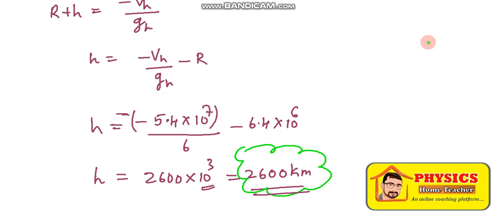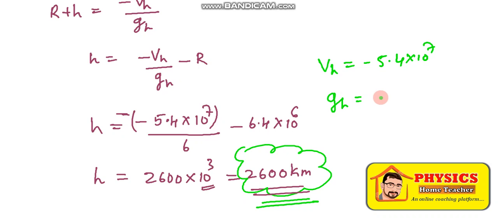That means at a height of 2600 kilometer, you will have the value of potential V equal to minus 5.4 into 10 power 7, and acceleration due to gravity at this particular height will be equal to 6 meter per second square. Okay, so with its units.